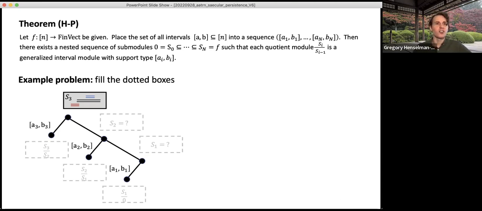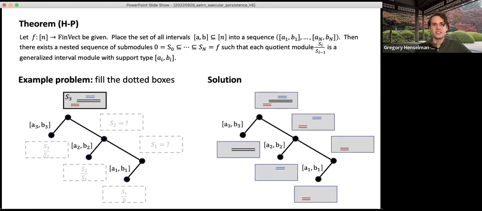Great. Okay, so in this case, I claim that this is a solution to the problem posed by the picture on the right. So we start with S3, and we insert two submodules so that the quotient of each one by the one that came before has the right endpoints. Of course, this is a total cheat because I didn't tell you what the endpoints are. But if you imagine that I chose them correctly, then this works out perfect. So there's the theorem. I can specify any persistence module I'd like here and any sequence of intervals, and there will be a way to fill in these boxes.